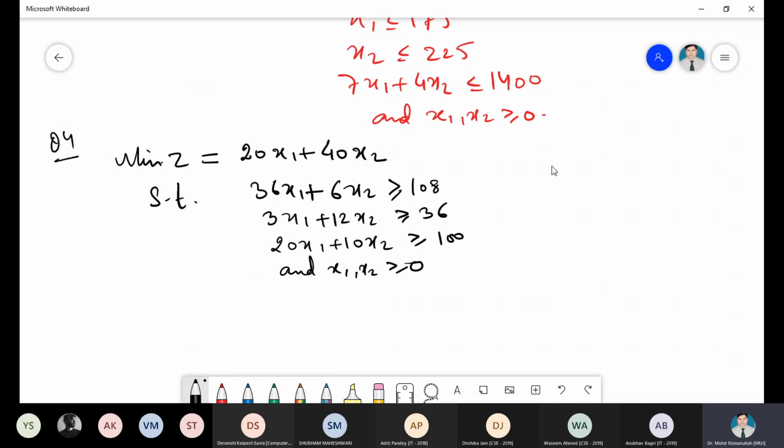We can also simplify the first constraint by dividing it by 6. We can make it 6x1 plus x2 greater than equal to 18, since 108 divided by 6 is 18. So this kind of question can be further reduced. The same pattern we can follow for 3x1 plus 12x2 greater than equal to 36 and 20x1 plus 10x2 greater than equal to 100.